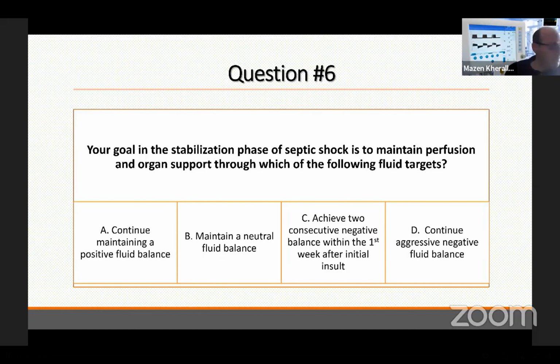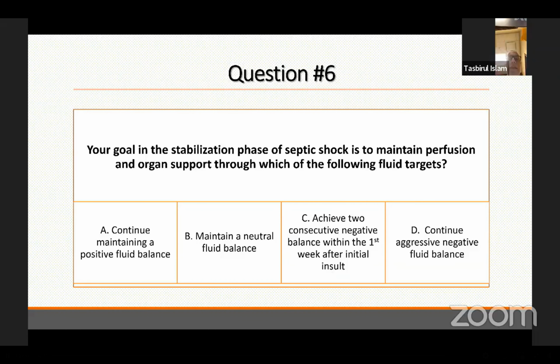The answers? Mostly B, a couple answered C, and a couple answered BC. Okay, so the answer is C. Remember, this is stabilization, so this is not optimization. In optimization, it's neutral balance. In stabilization, you need to start thinking about achieving a negative fluid balance, still not an aggressive one. So only Tanzila and Rashmi got the correct answer. I think Tanzila answered a little earlier than Rashmi.